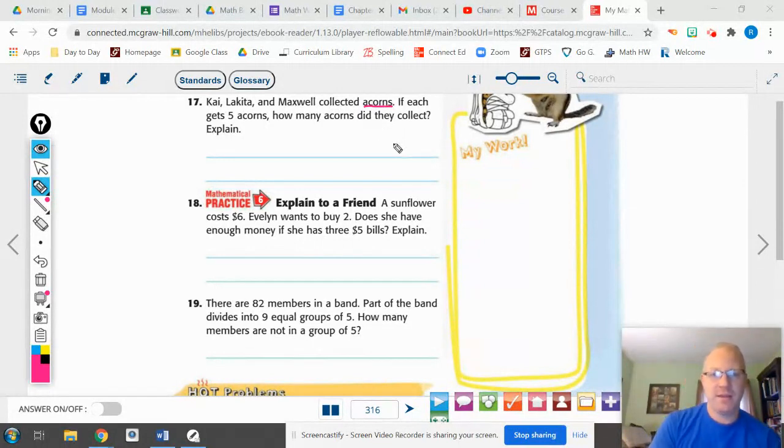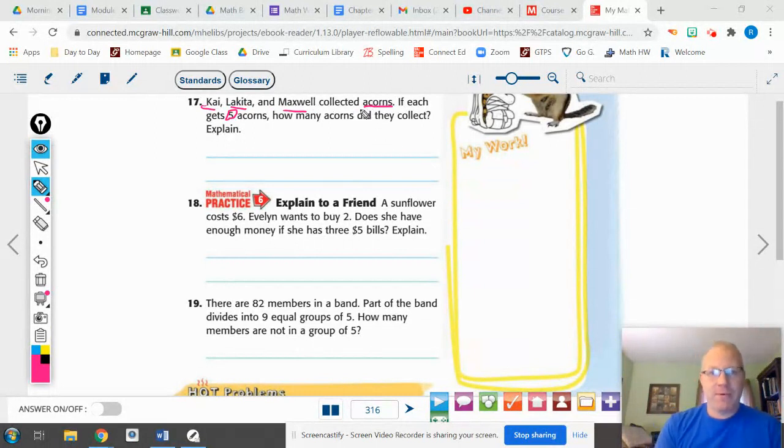You might. If each gets 5 acorns, how many acorns did they collect? Well, how many kids were there? 1, 2, 3. What if they aren't kids? What if they're like grandparents and they're just like really old people and they're bored, so they go out and they're collecting acorns? All right, moving on.